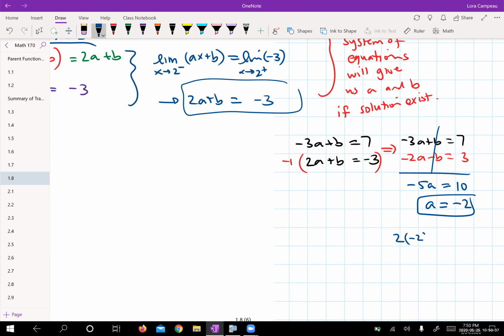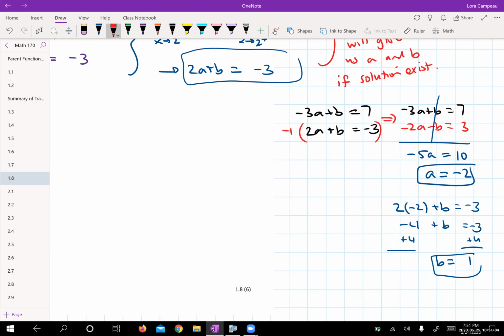I'll choose the second equation: 2 times negative 2 plus b equals negative 3. Negative 4 plus b equals negative 3. So if you add 4 to both sides, this is sometimes where we get tired, and the calculus messes us up. A lot of times if you mess up here, it's really minor math, but it does make a difference. We should get b equals 1. So, a little conclusion here.